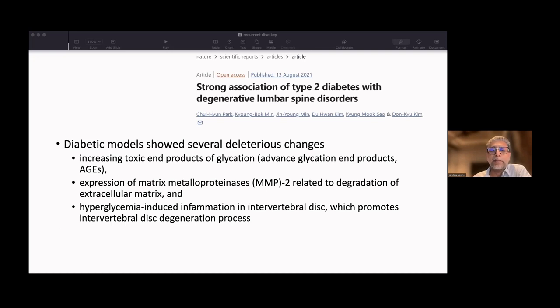So this was another paper which suggests, this is not related to recurrence, but this was a paper which suggested there was a strong association of type 2 diabetes with degenerative lumbar spine disorders. And in that ratio, the recurrence rates are also higher in these patients.